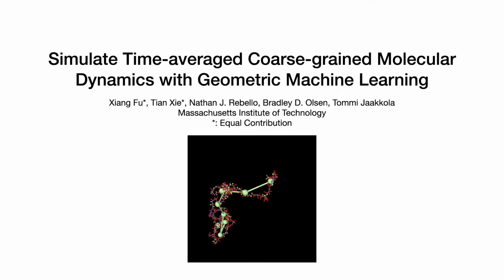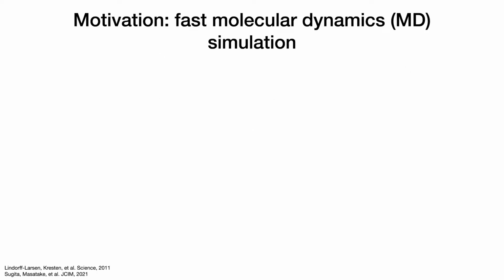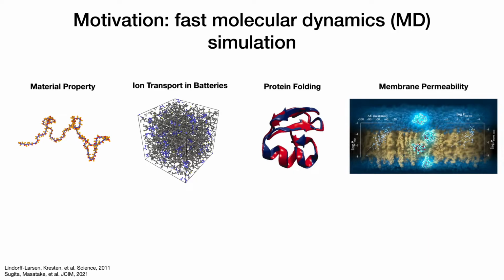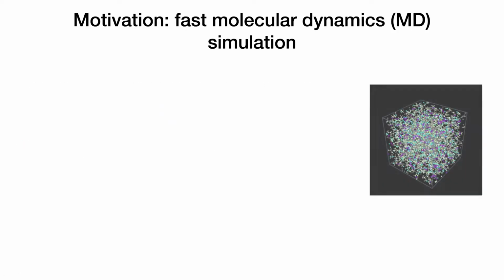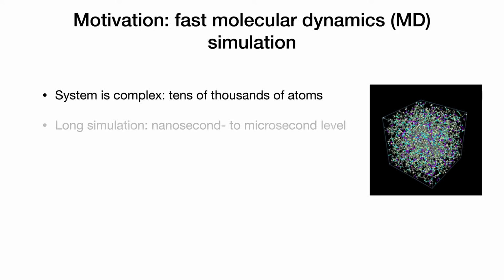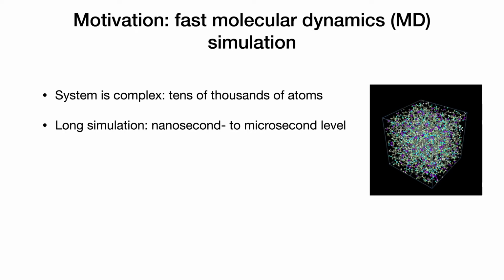Introducing simulate time average coarse-grained molecular dynamics with geometric machine learning. Molecular dynamics simulation techniques have become an essential computational tool in many natural science disciplines, making massive progress across various atomic systems such as polymer, battery, protein, and membrane. However, many applications concern complex systems involving a large number of particles and require long simulations of nanosecond to microsecond level.